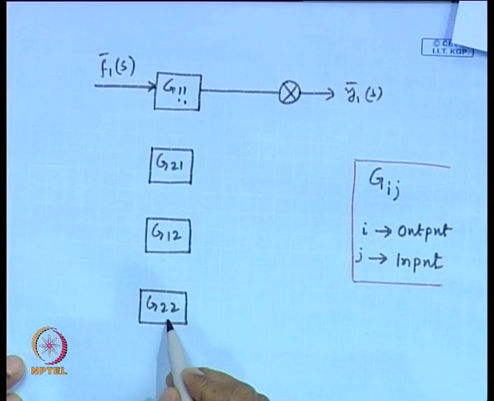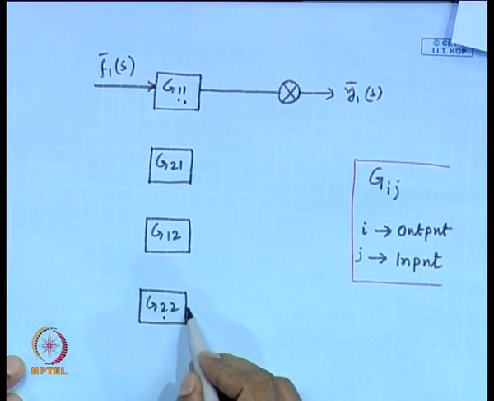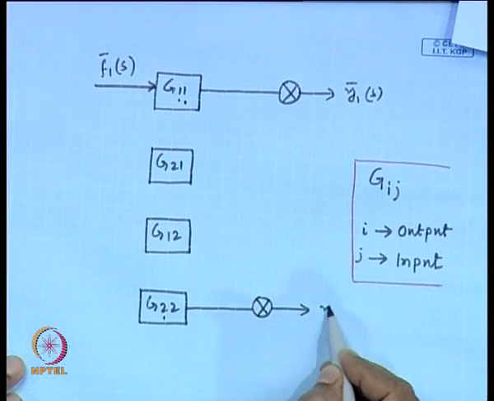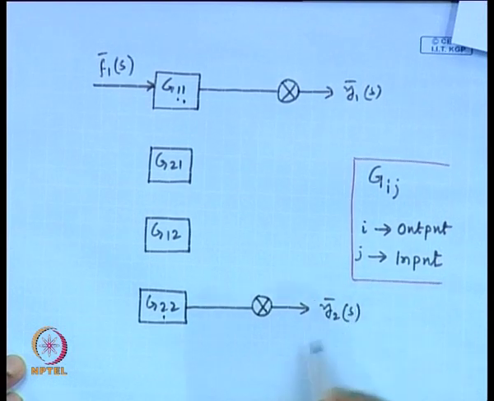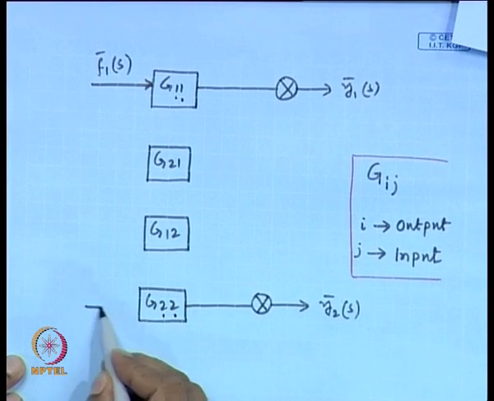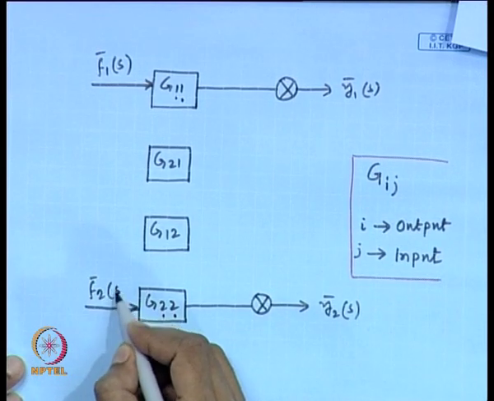Similarly, for the last transfer function, first suffix 2 indicates the output. So, output will be y2, second suffix 2 that indicates input, second input is basically f2 bar s.